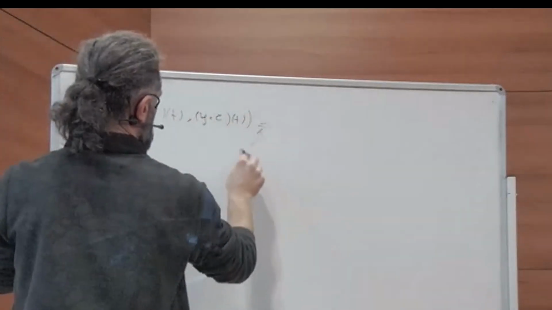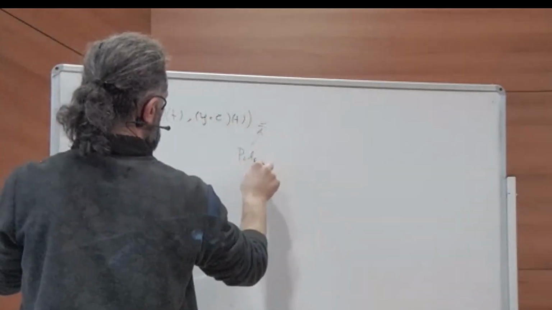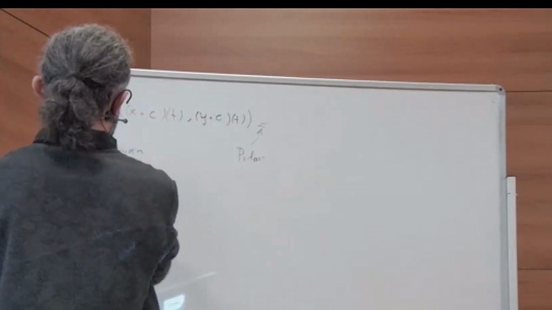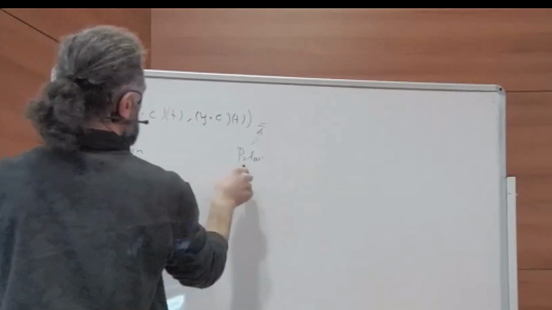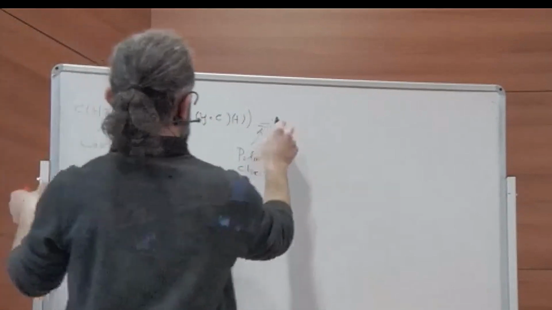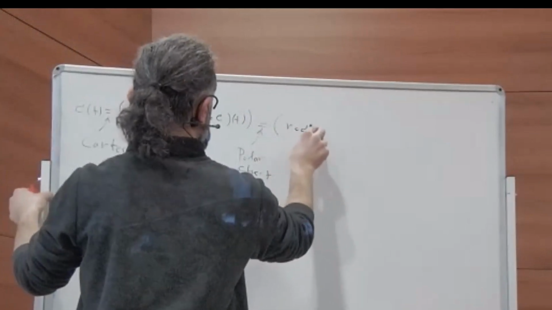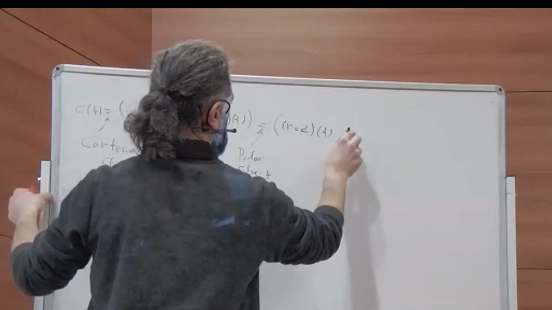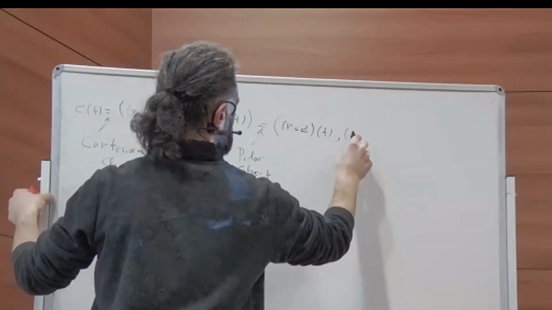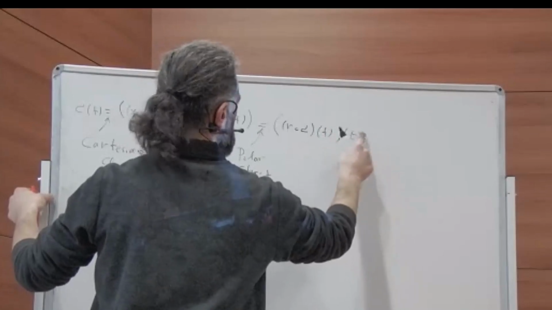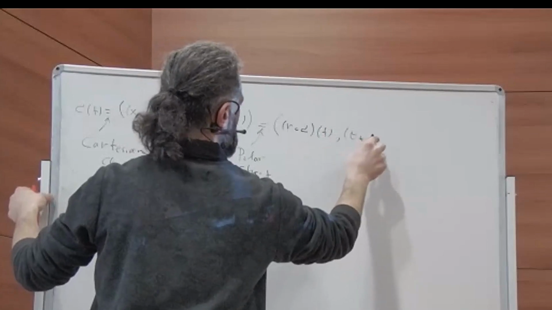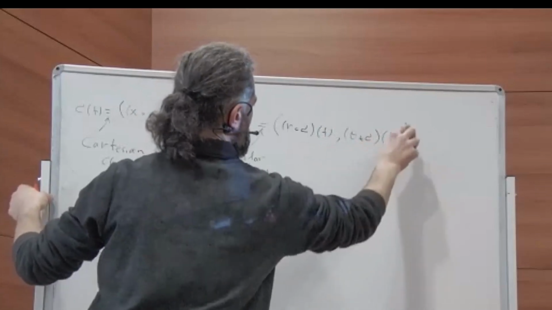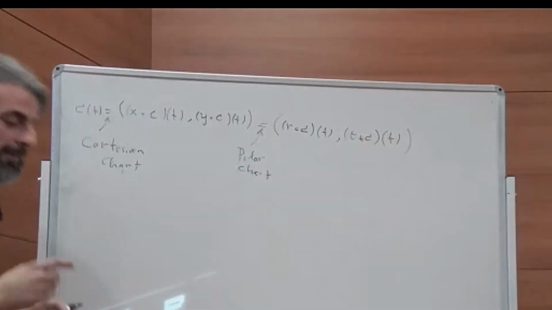So in polar chart we have the composition of these maps acting on the parameter. Sure.